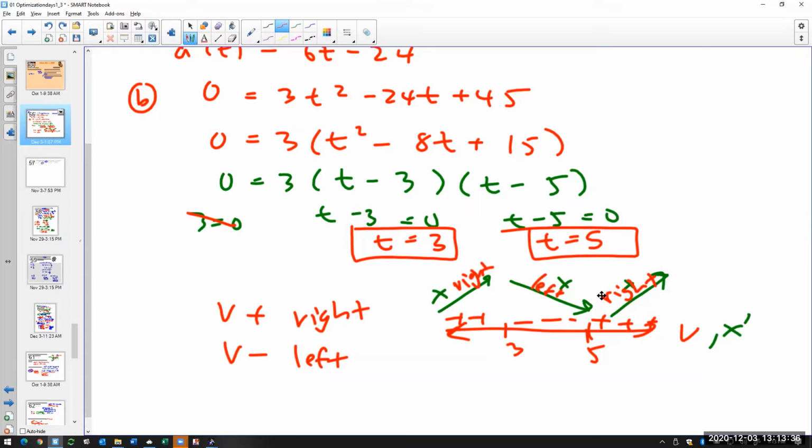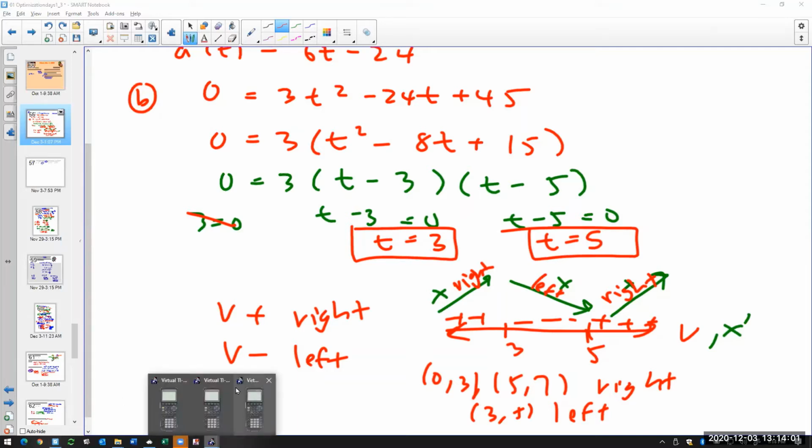When am I moving right, guys? Between what? 0 and 3, and what else? And 5 and 7. So this is going right. And guys, when am I going left? 3 and 5. All right, next question. When am I experiencing minimum velocity? We already talked about that. Look at your picture. Okay, very good, 4 seconds.